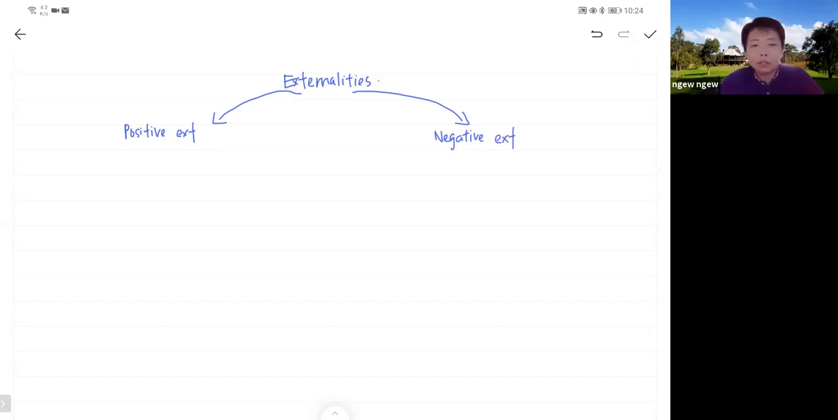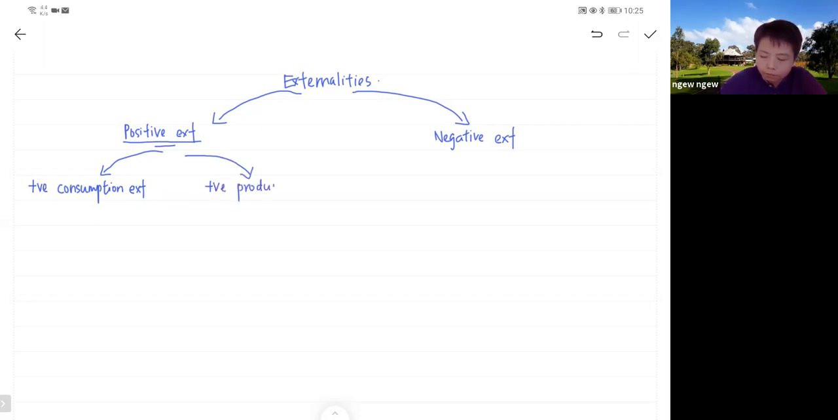And just now I mentioned where both producers and consumers' action can contribute to either positive or negative externality, right? So now we break it down further, okay? Under positive externality, if it is due to consumers' action, we can call it positive consumption externality. If that positive externality is contributed by the producer, we call it positive production externality.